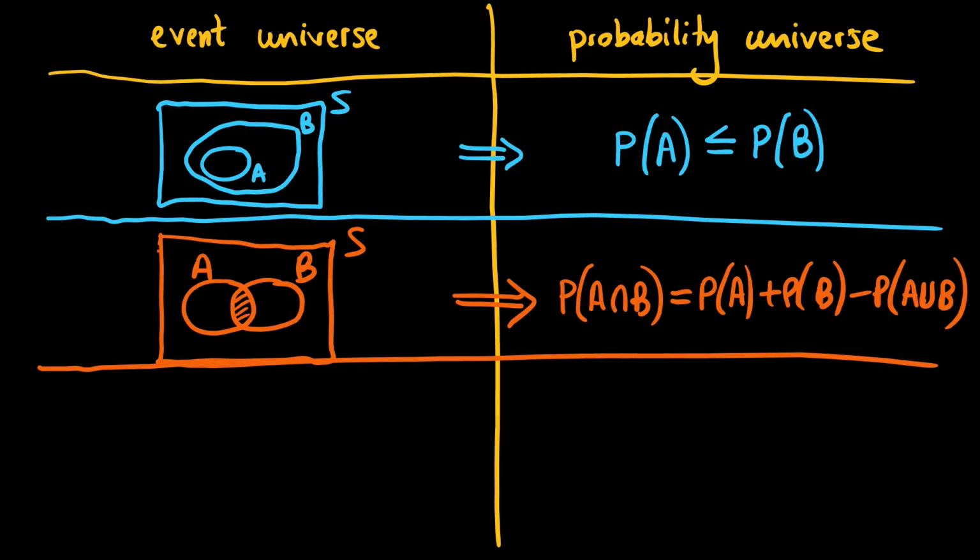So now is the first time, really, that we will make an observation in the probability universe, and we're going to look back to the event universe and infer something about the event universe from an observation in the probability universe.